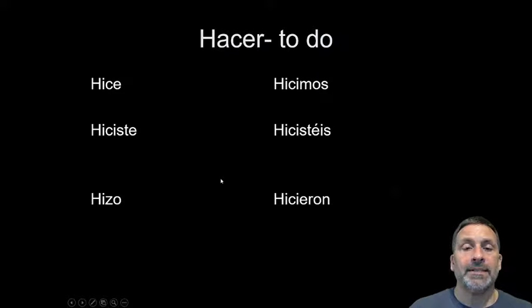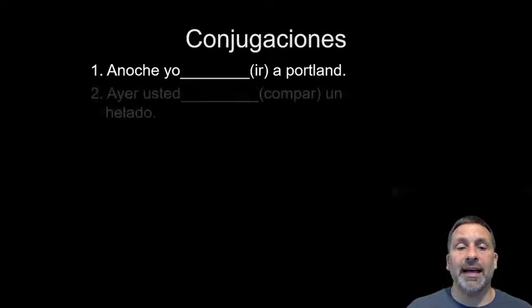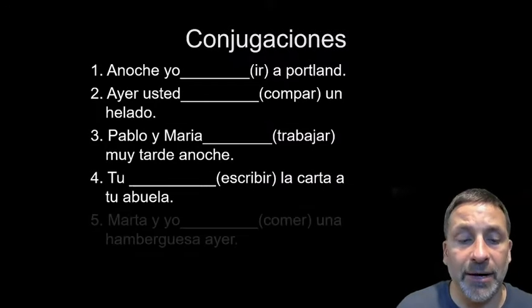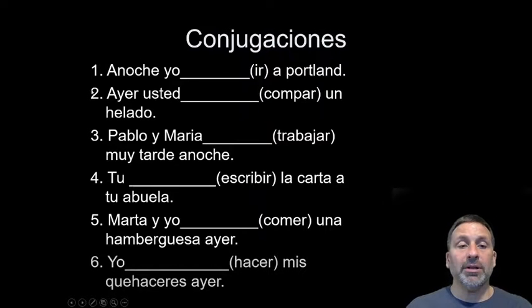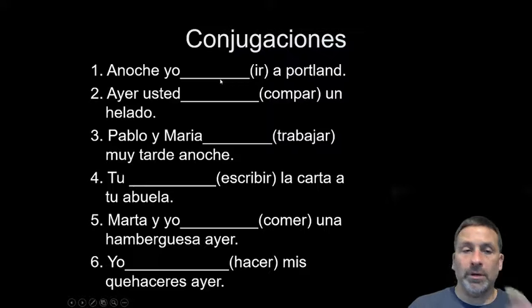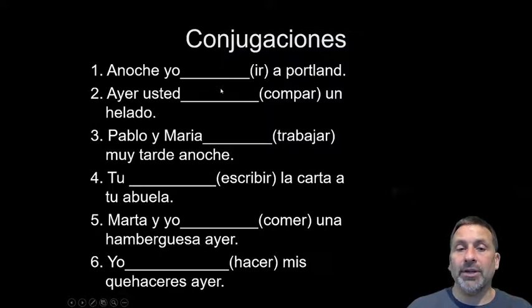Okay, let's continue to the activities. And here are some actions, some conjugations that I want you guys to work on. So here we go. Look at the first one. Anoche yo a Portland. Last night I went to Portland. Yo fui a Portland. Ayer usted comprar un helado. Yesterday you bought an ice cream.